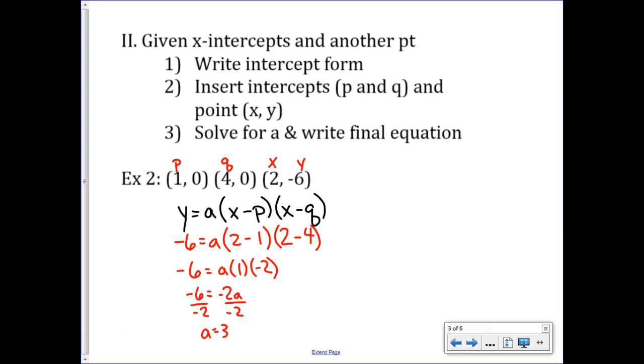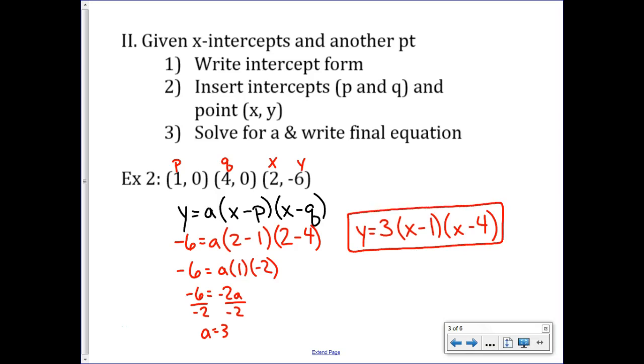Once again, we have to go write it. So y equals 3, and then we leave our (x minus 1) and (x minus 4). And that's it for writing in intercept form.